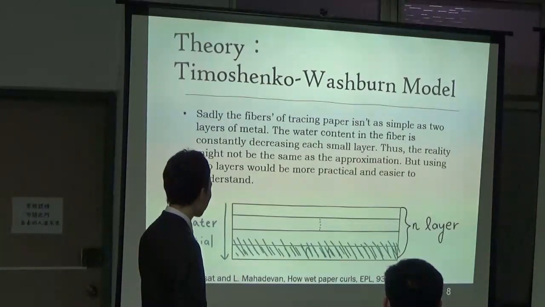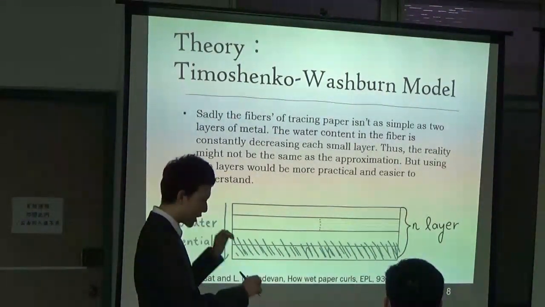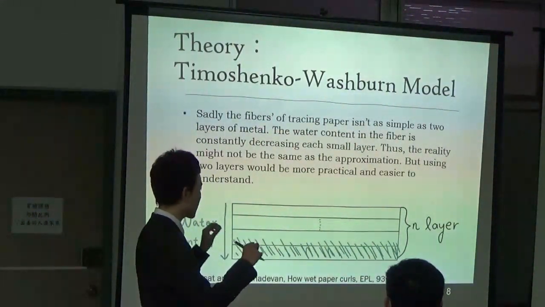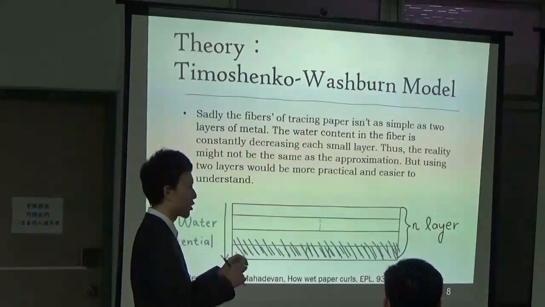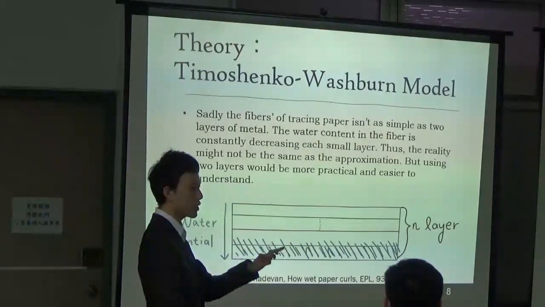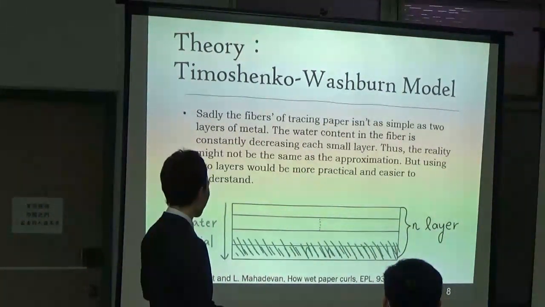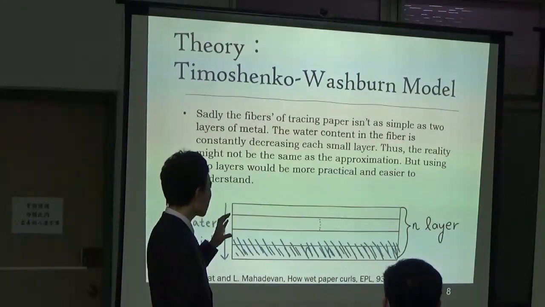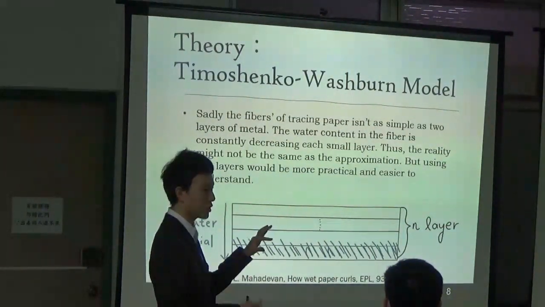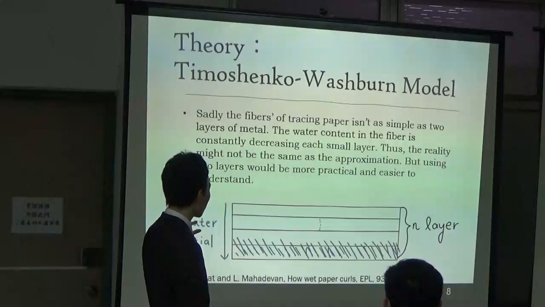Our assumption is that the fiber of the tracing paper is many layers of this kind of metal strips. This means that there are not only two layers. We think there are more than two layers, or an infinite amount of layers. But we think that using two layers will be much easier to explain. So further in my presentation, I'll be talking more about this.